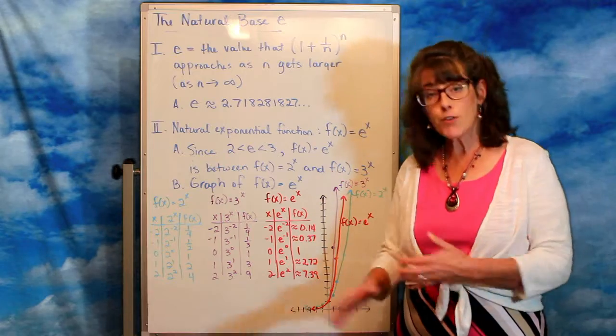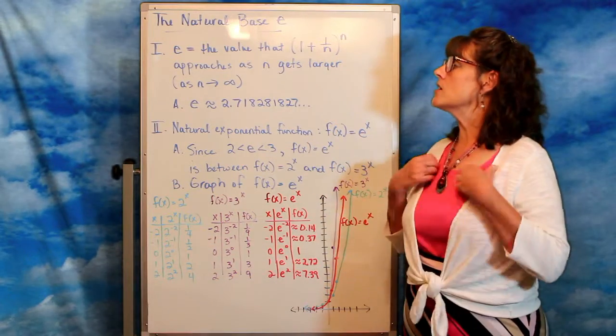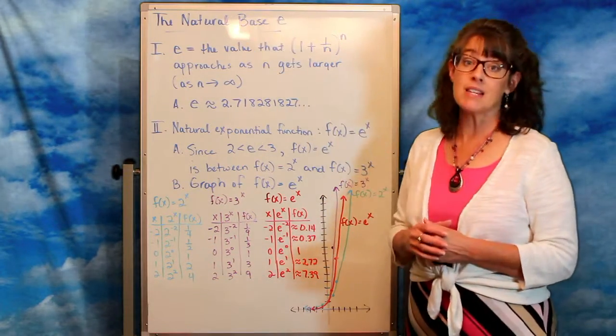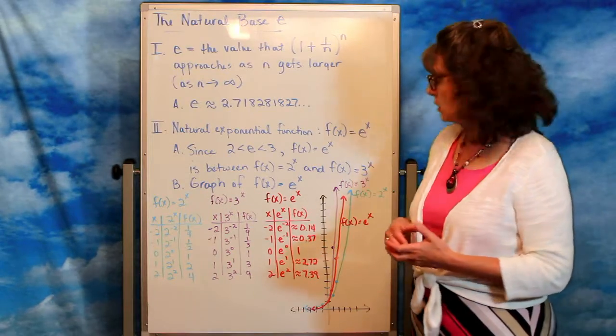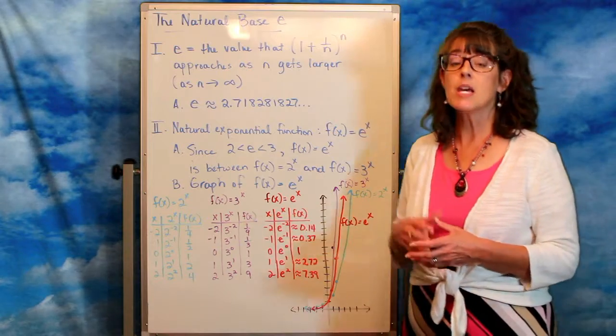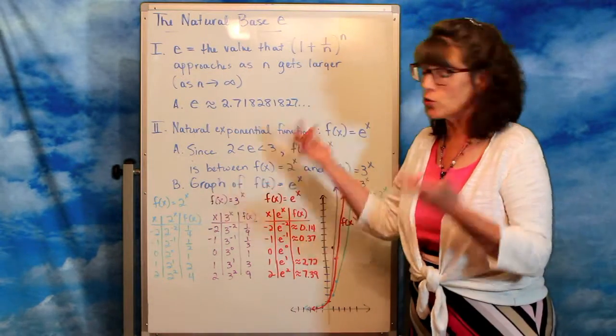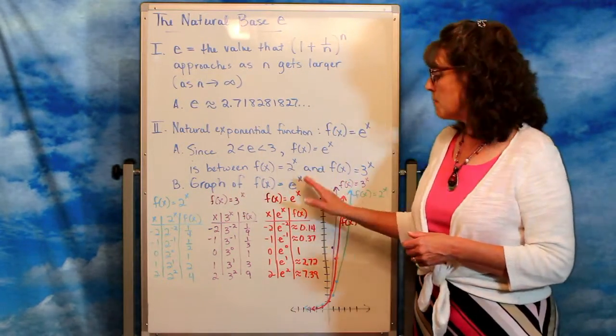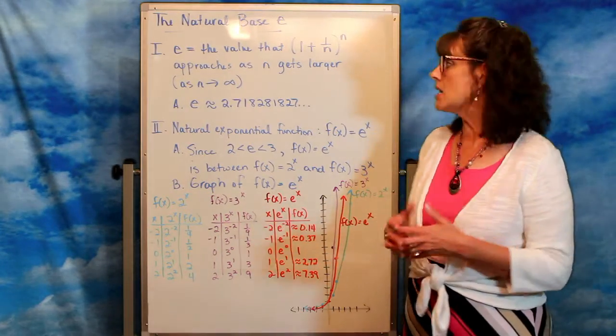Now, that review of exponential functions allows us to look at the idea of the natural base e. It is still an exponential function, as you can see right here. It's just that instead of your base being numbers like 2 or 3, the base is going to be an e. Now let's talk about where this e comes from.